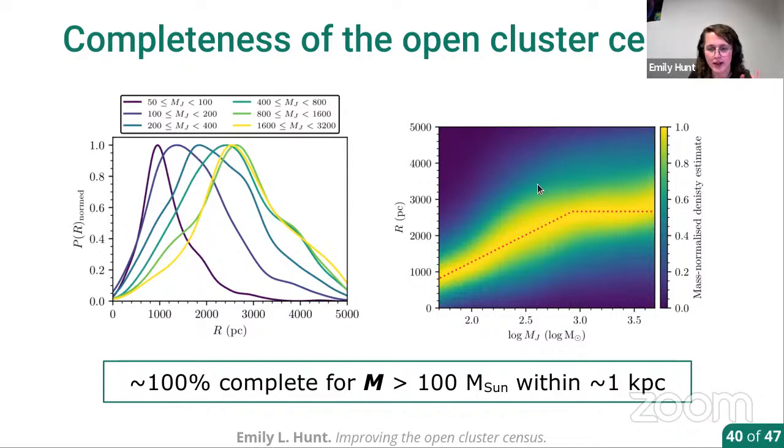I did a bit more analysis of this with kernel density estimation of our whole sample, and was able to show that there seems to be a clear log-linear relationship as a function of mass for the probability that we find a cluster at that given mass, which correlates to a rough completeness estimate. And for that, we're able to show that the catalog is about 100% complete for clusters heavier than 100 solar masses within about a kiloparsec.